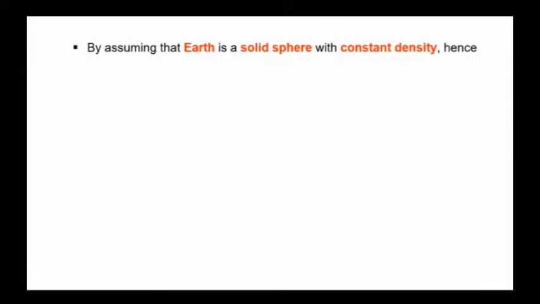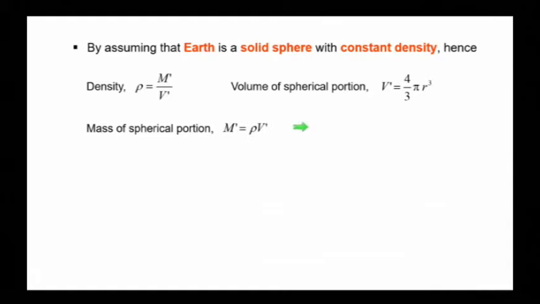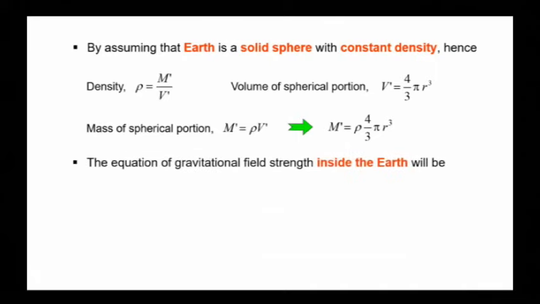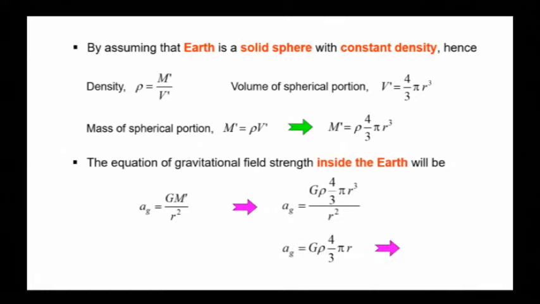By assuming that Earth is a solid sphere with constant density, the density of the spherical portion equals the small portion of mass m' divided by its volume. Mass of the spherical portion is derived using both the equations of density and volume. From the previous slide, we know that the equation of gravitational field strength inside Earth is Gm' divided by r squared. After substituting the equation for m' and rearranging, we find that the gravitational field strength inside Earth is directly proportional to the distance r.